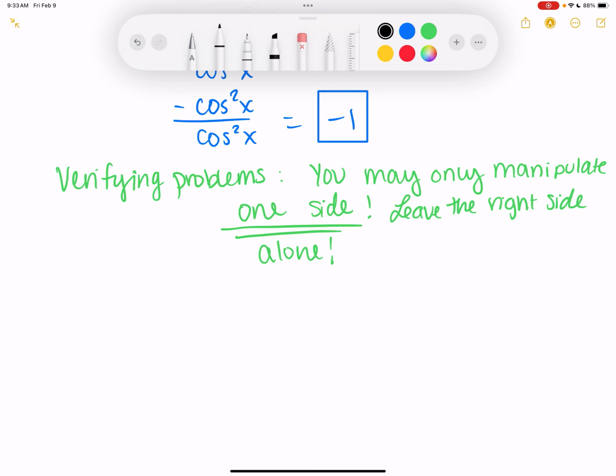All right, 26. Tangent of theta, cosecant of theta, cosine of theta is equal to 1.